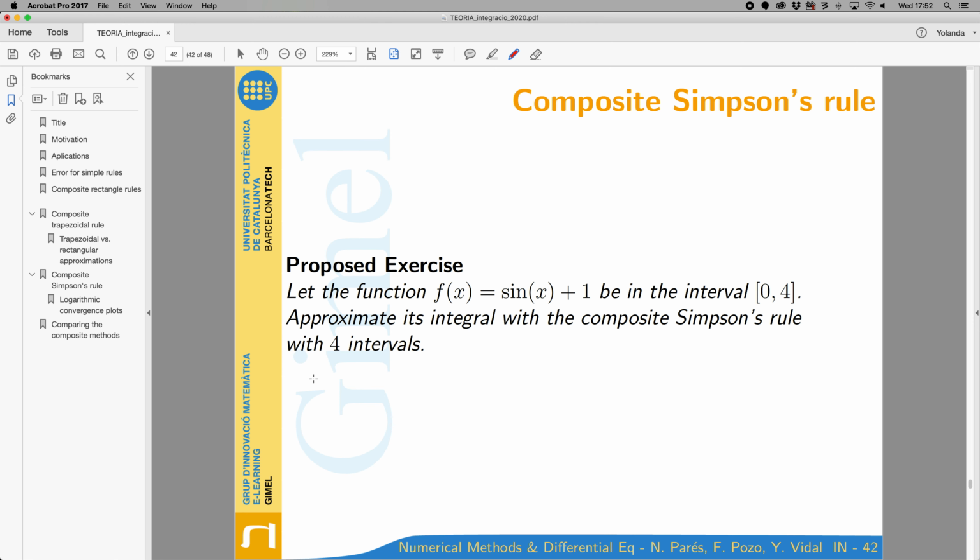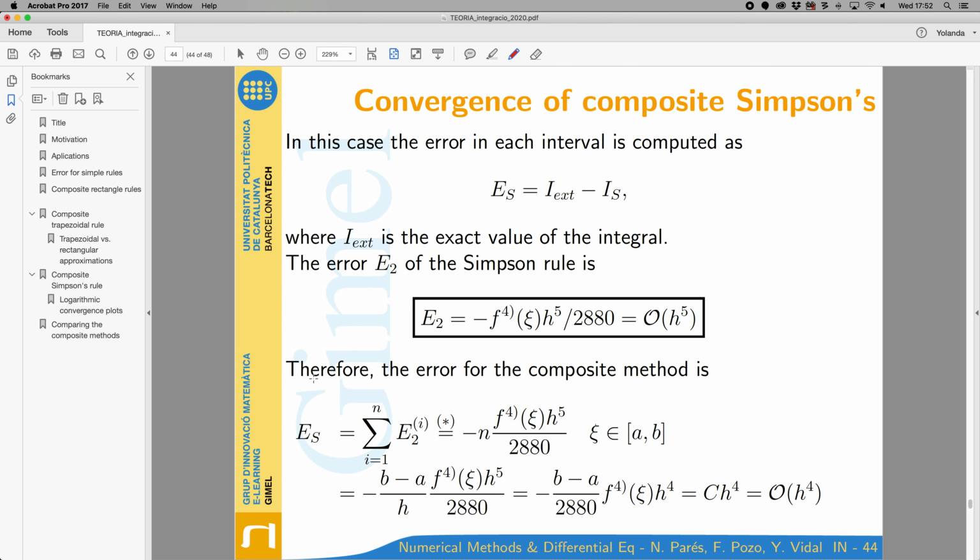You can try to do this exercise and then check if it's correct using Maple. Finally, we can study the convergence of the Composite Simpson rule following the same idea. We start from the formula of the simple rule, and then we try to compute the composite error by summing up the n different errors coming from the n simple rules applied in each interval.